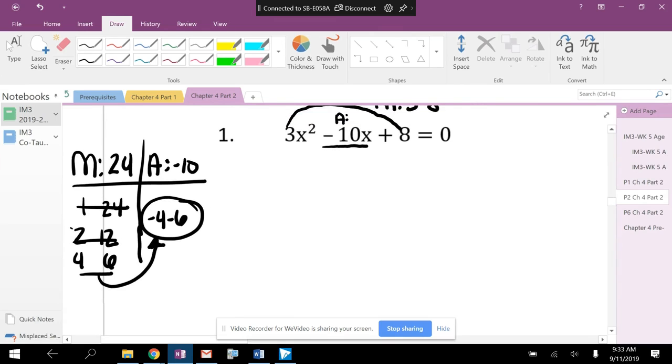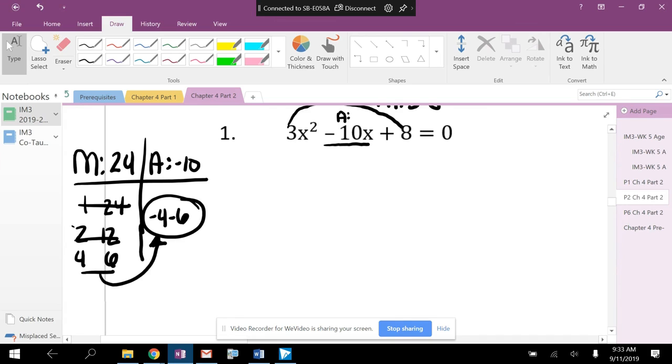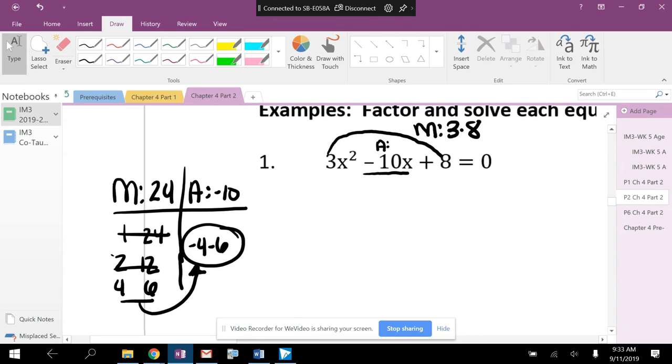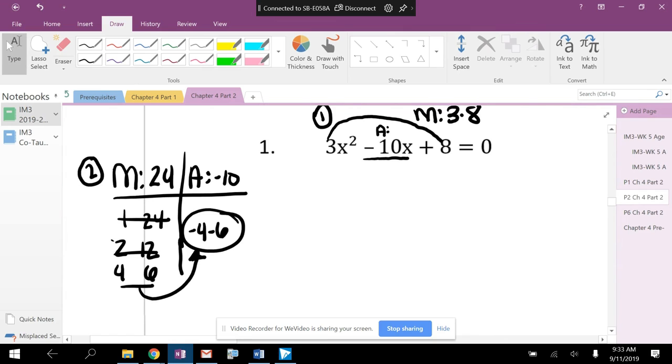Okay, so now, with those two numbers, yesterday we'd be like, okay, the answer is x minus 4, x minus 6. Today we can't do that. We have to do something called factor by grouping. So this is the first step. I'm going to write steps just so that you know, when you're going back in your notes, what we did. This middle piece, we now have to break it up into those two numbers that we just set. So I have negative 4x and negative 6x.